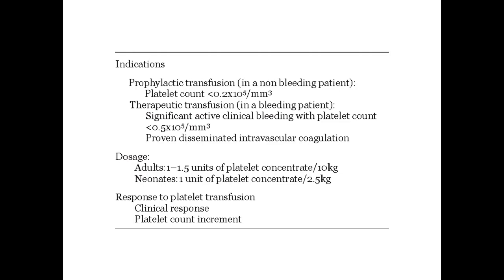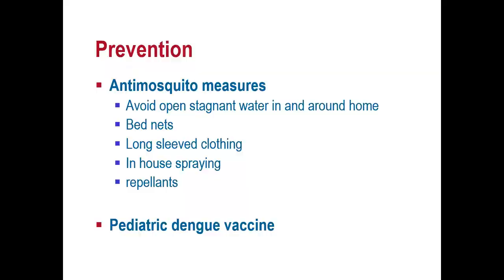What is the dose of the platelets? In adults, it's 1 to 1.5 units of platelet concentrate per 10 kg. In neonates, it's 1 unit of platelet concentrate per 2.5 kg. How can we check the response to the platelet transfusion? With clinical response and the platelet count increment.